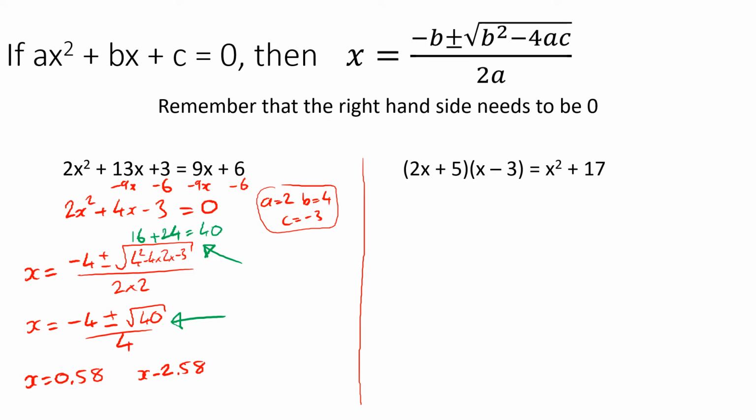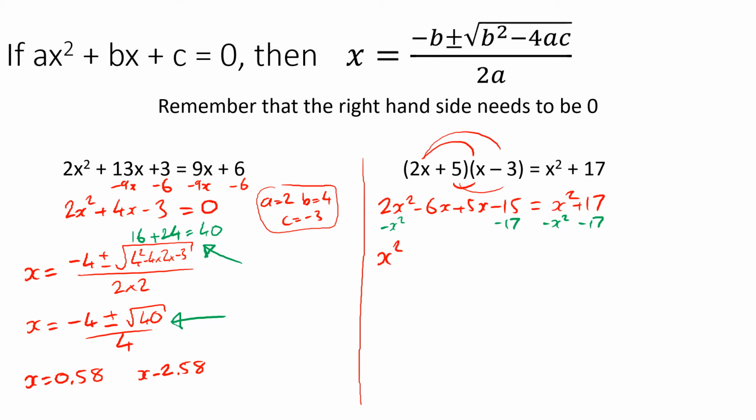Okay, so if we're doing this, we want to make one side 0, obviously. We're also going to need to expand these brackets because we can't really subtract from brackets. So let's do that. 2x squared minus 6x plus 5x minus 15 is x squared plus 17. Next thing we'd want to do is subtract from both sides. So I'm going to take away x squared from both sides, and I'm going to take away 17 from both sides. So that'll give me x squared minus 6x and 5x, that's overall minus x, and minus 15 minus 17, that's minus 32, is 0.